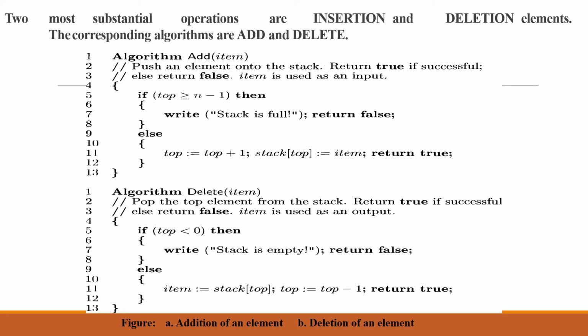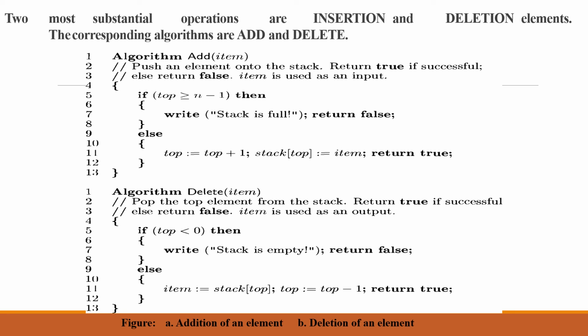First, it checks the condition: top is greater than or equal to n minus 1. When this condition becomes true, the stack is full, and it returns false. When this condition becomes false, go to the else part. First, it increments the top pointer, then the item is inserted at the top. When this process is executed, it returns true. So we can call this add, that is, pushing an element into the stack. The whole thing we can call the insertion algorithm.